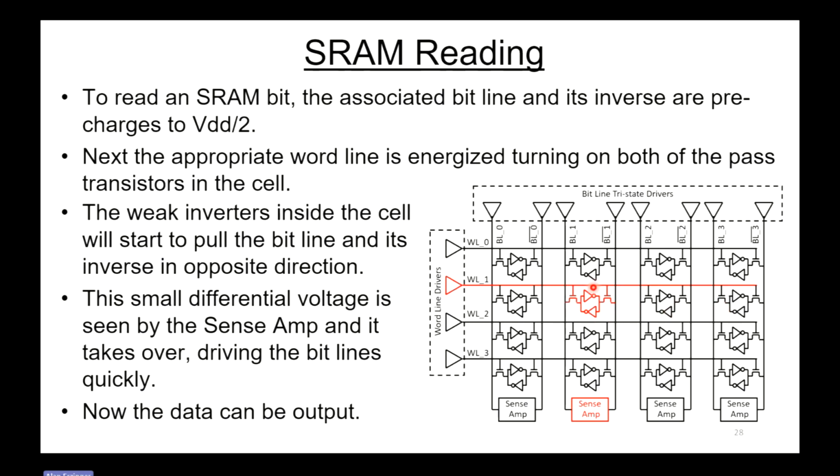And the inverter pair here is going to start pulling one of these bit lines up and the other one down. And that small differential voltage is now sensed by the sense amp down here. Sense amp senses it and then takes over and drives the bit lines very quickly to their final value. And now the data can be output.